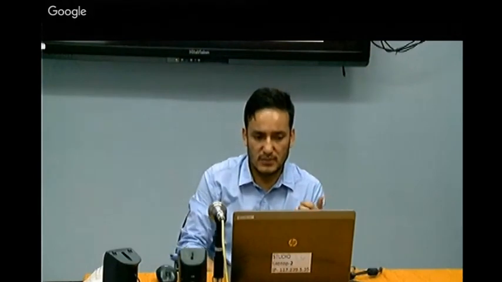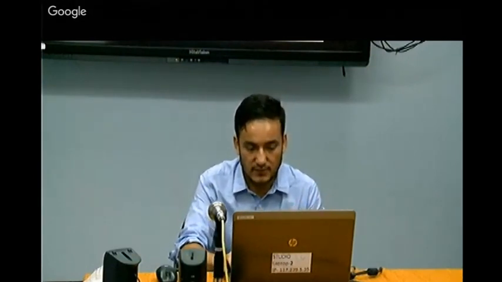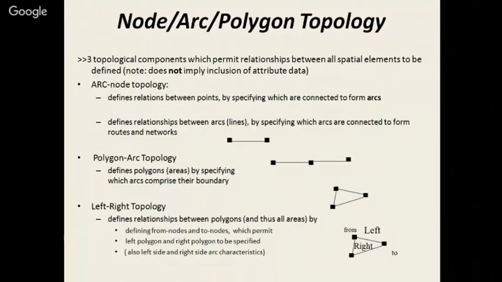It defines the relationship between arcs by specifying which arcs are connected to form routes and networks. Secondly, it gives the relationship between polygon and arc. It defines polygons by specifying which arcs comprise their boundary. And left-right topology, when we talk about adjacency, defines the relationship between polygons. It defines from nodes to nodes, which permits the left polygon or the right polygon to be specified, and the left side or the right side are characteristics.